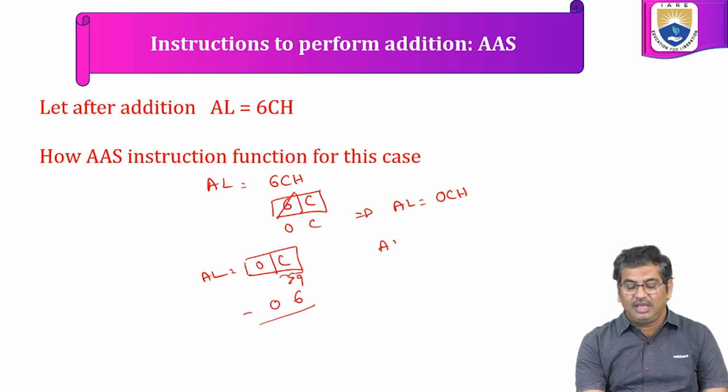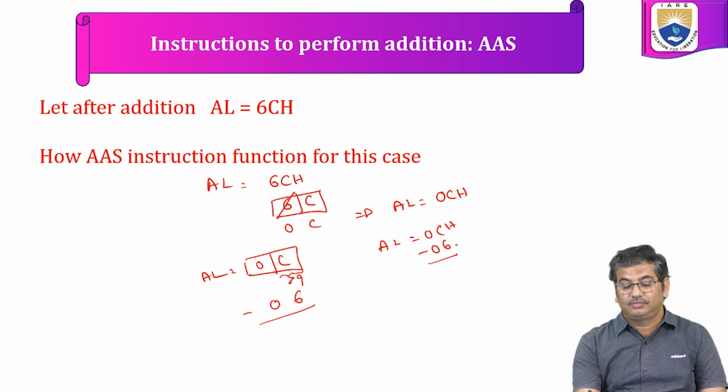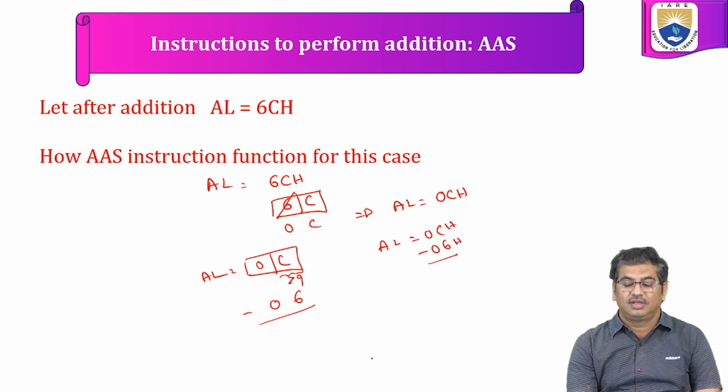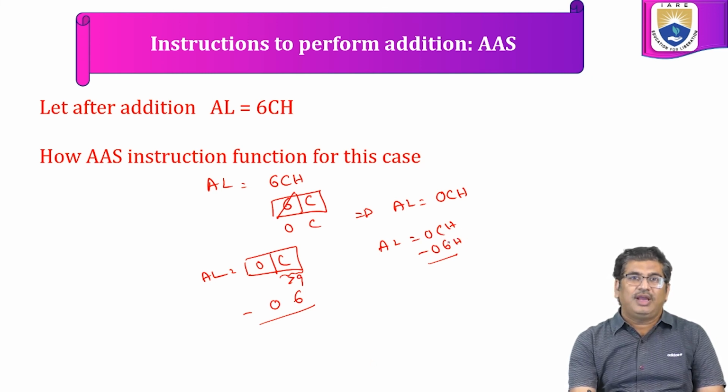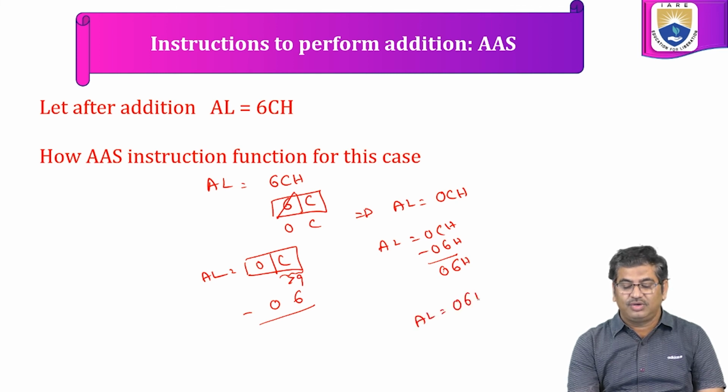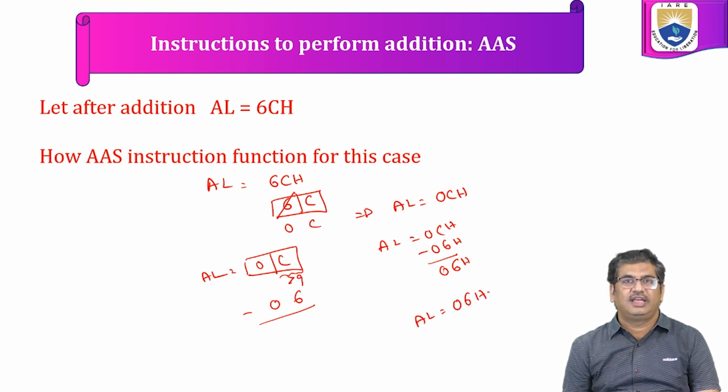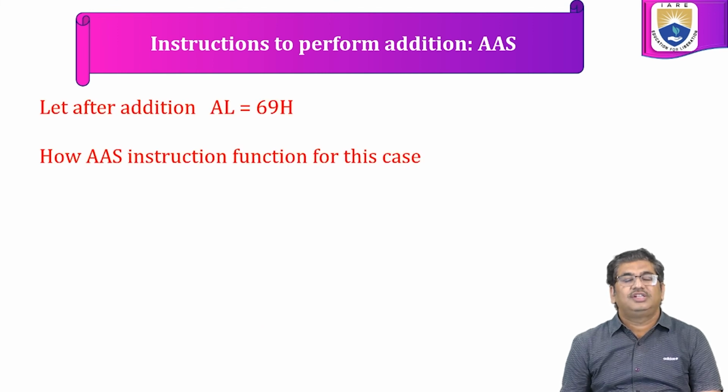So the AL register contents are 0CH, from which we are going to subtract 06. C minus 6. C in decimal is 12. 12 minus 6 is 6. Now the AL register content is equivalent to 06H. The next example: assume after subtraction the AL register content is equivalent to 69H.